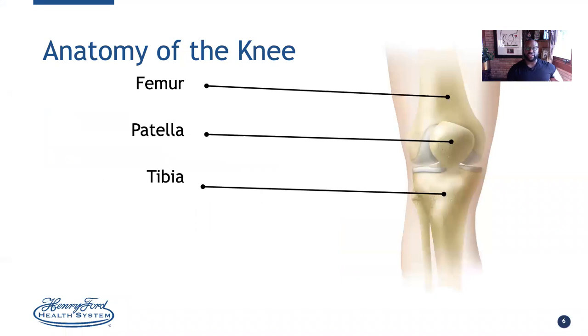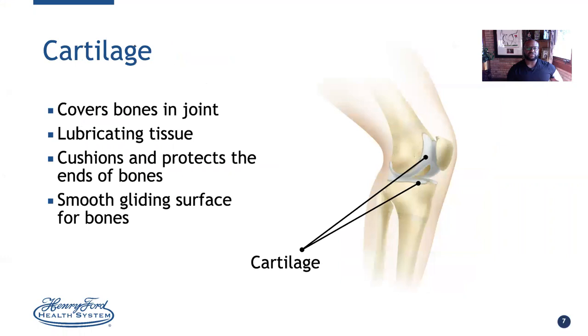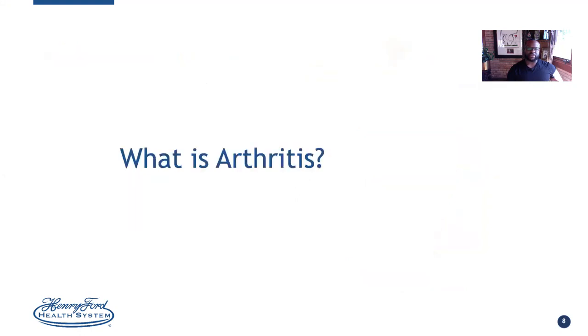When we talk about the knee, simply put, you've got the femur, the patella, and the tibia. So the cartilage that covers the end of the bones is actually a lubricating type tissue, and it also forms a cushion, as we talked about, smooth gliding surface in the knee and for the patella. That's what allows us to have motion of both the knee and the hip without any pain.